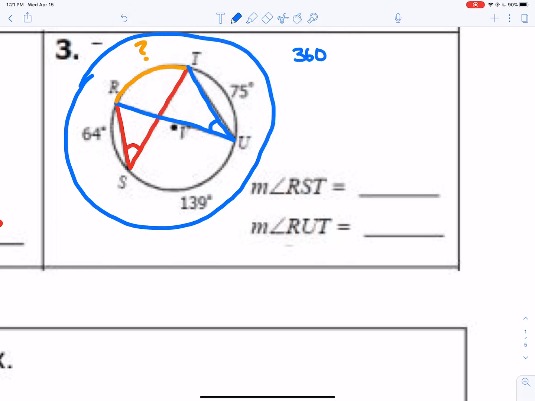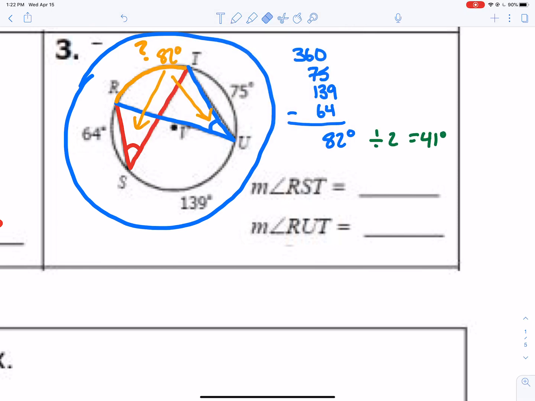So let's say 360, and then we're going to subtract 75, 139, and 64. And then what we have left over is 82 degrees. And so arc RT is now equal to 82 degrees. But then those 2 inscribed angles are going to be half the measure of that intercepted arc. And so 82 divided by 2 would just equal 41 degrees.